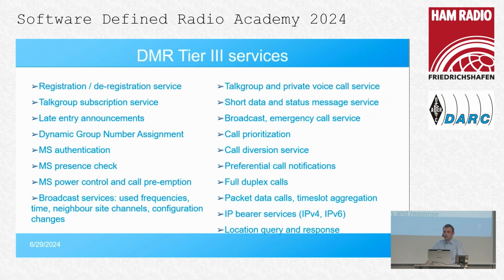The trunking controller can prioritize the calls based on the priority. For example, say you have an emergency talk group, talk group 112. Then the trunking controller can take a call for that priority talk group and drop down existing other calls which are happening on lower priority talk groups. Then you also have things like call diversion, preferential call notification, and full duplex or packet data calls.